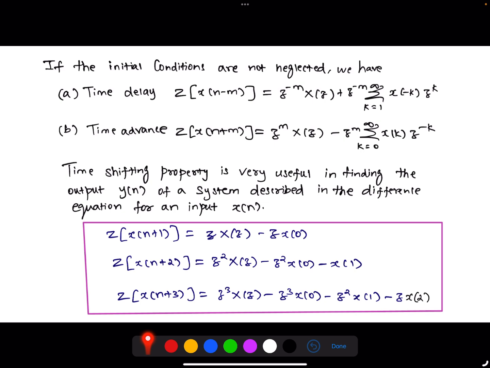And now z of x of n plus 2 will be z square into x of z minus z square into x of 0 minus z into x of 1. And z of x of n plus 3 will be z cube into x of z minus z cube into x of 0 minus z square into x of 1 minus z into x of 2. So these formulas are very important in solving some problems in inverse z transforms.